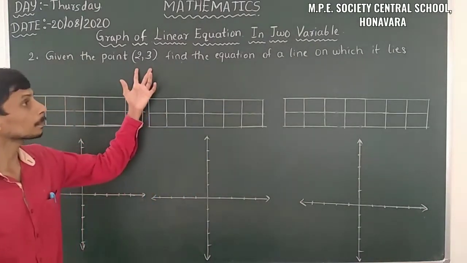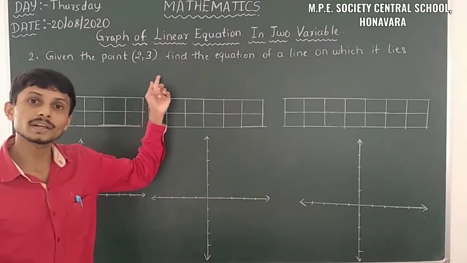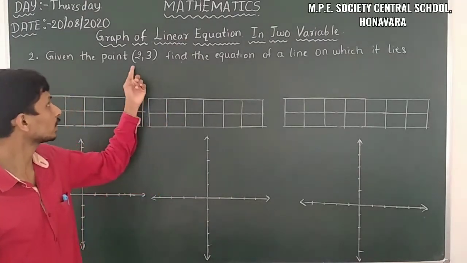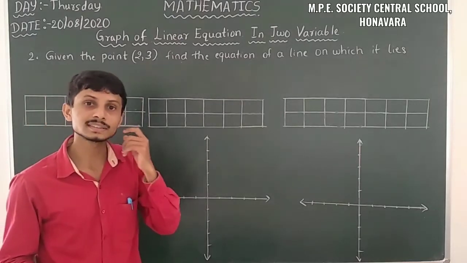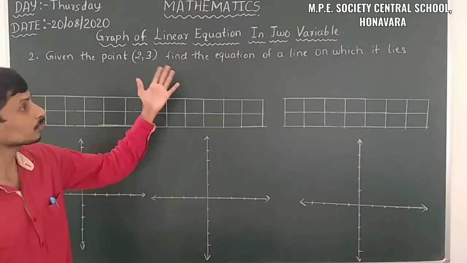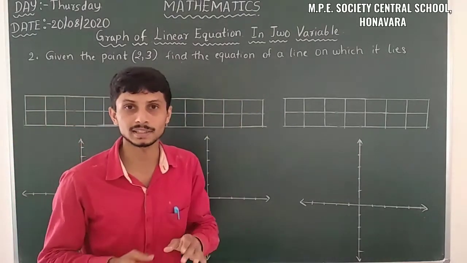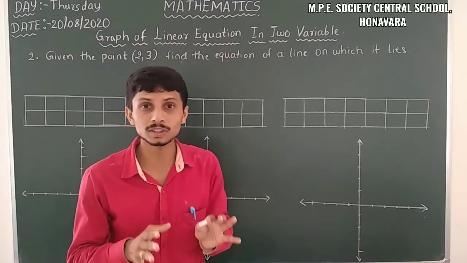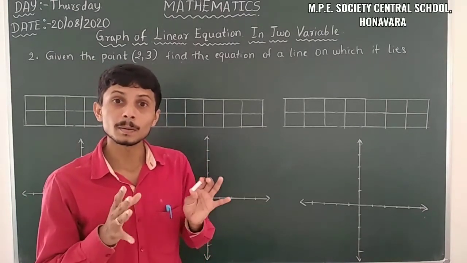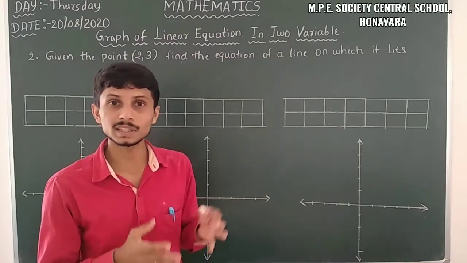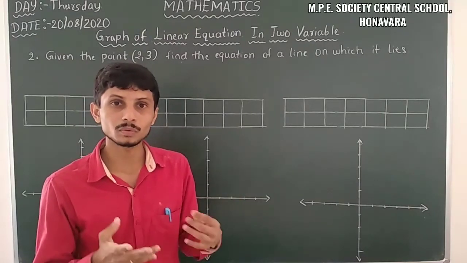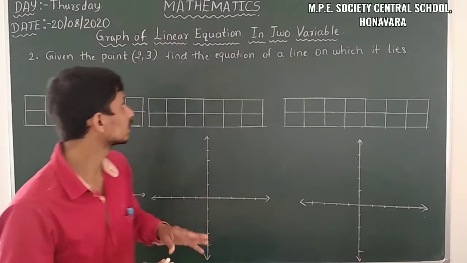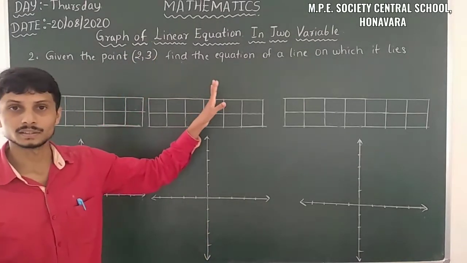Okay. So here one point is given, 2, 3. Here the x coordinate is 2 and the y coordinate is 3. So we have to find the equation of the line on which it lies. That means firstly we have to find out the equation. There is no equation here, so we want one equation representing this point.